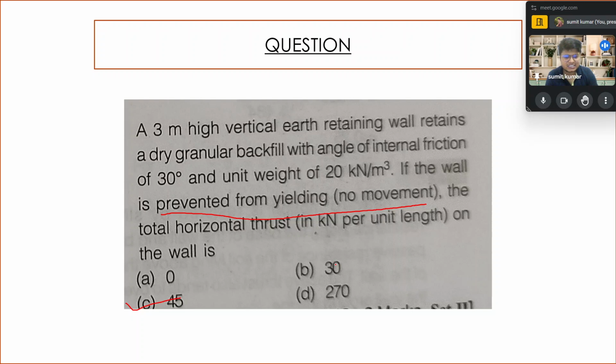The option B, that is 30, is the answer we are going to get. So we need to understand, similarly, if you solve this problem from the passive perspective, 270 will be our answer. So in the exam, those things get confused. But we use 1 minus sin phi.